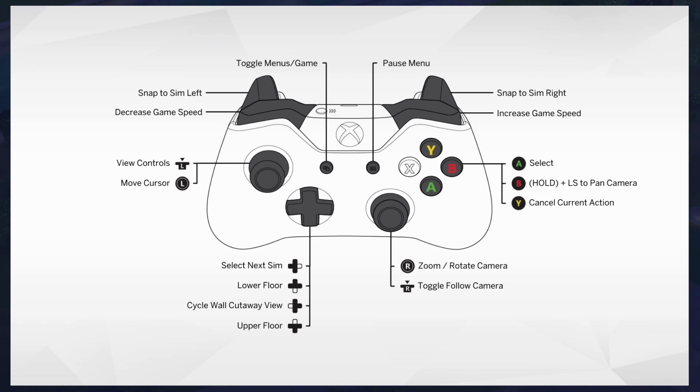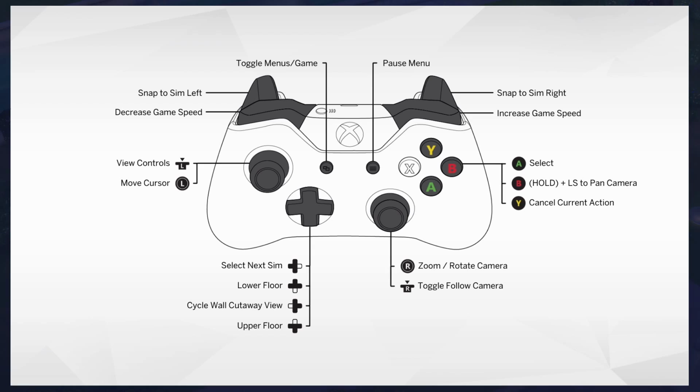So you can use the triggers to snap to your left and right Sims. You can use the shoulder buttons to decrease and increase your game speed. You can, of course, press down on the joystick on the left to see this screen here. And then, of course, you toggle it or move it around to control the cursor. And then you also have your A, B, X, and Y buttons, where in this case, X doesn't do a lot.